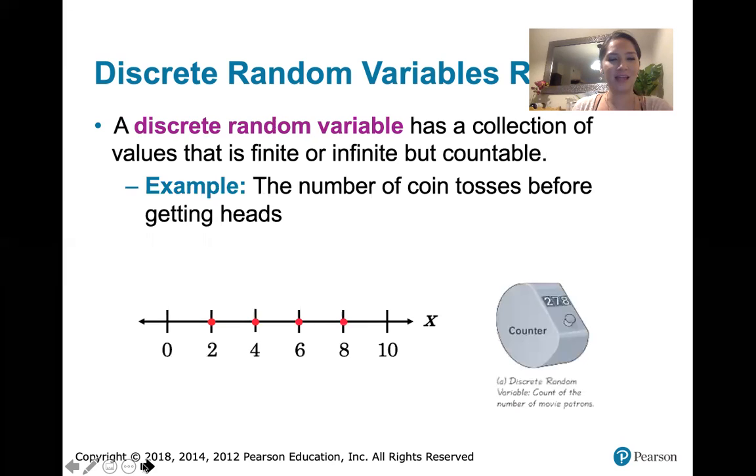If we were to graph the values of a discrete random variable on a number line, it would just consist of a bunch of points, like we've got here on this number line with 2, 4, 6, and 8. One example of a discrete random variable is the count of the number of movie patrons at a movie theater. If somebody walks in the door and somebody presses a button on this counter, the counter is going to increment by 1 every time someone comes in. That is a discrete random variable. It doesn't take on a range of values. You don't have all of the values between 277 and 278. You just have 277 and then 278.